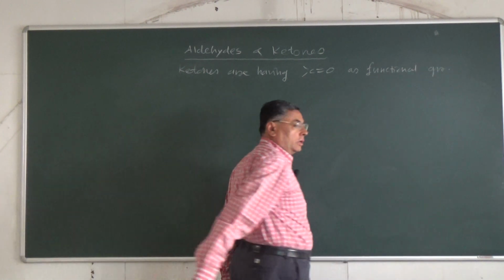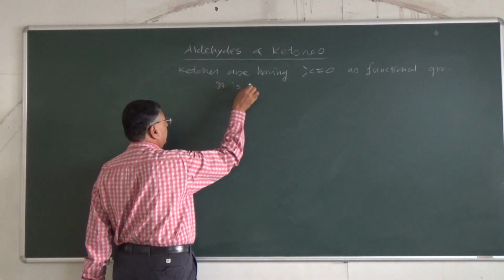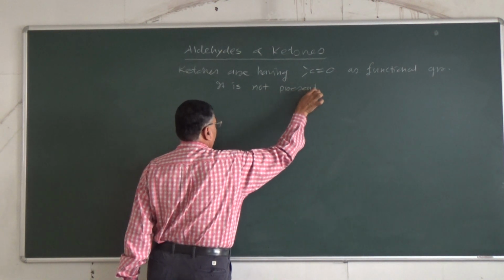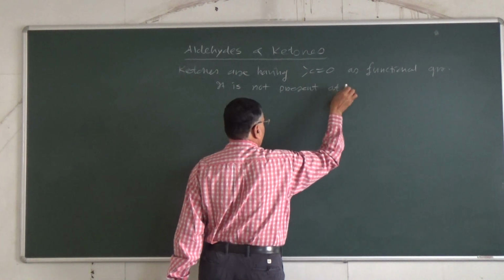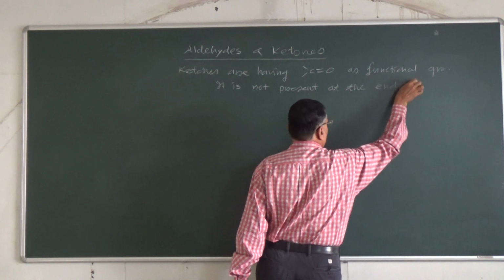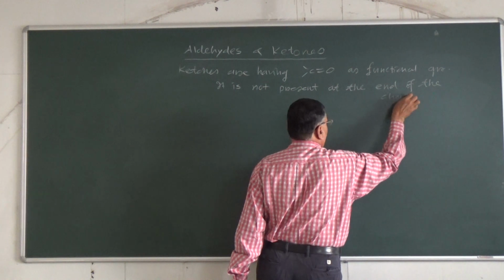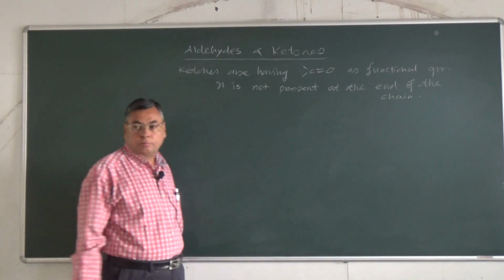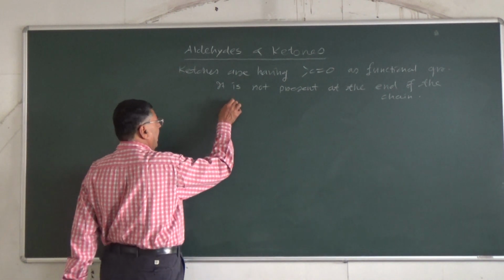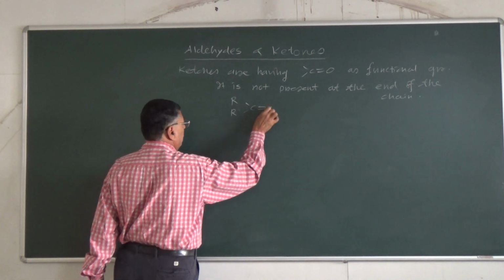This CO group, carbonyl group, is the functional group, and it is not present at the end of the chain. Aldehyde group is present at the end of the chain, but ketonic group is not present at the end of the chain. So R R' C double bond O is any ketone.